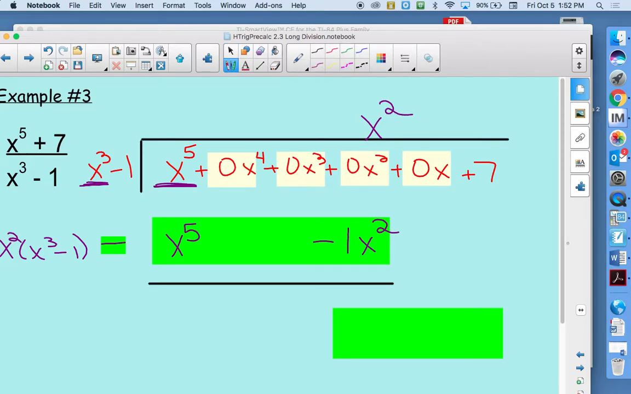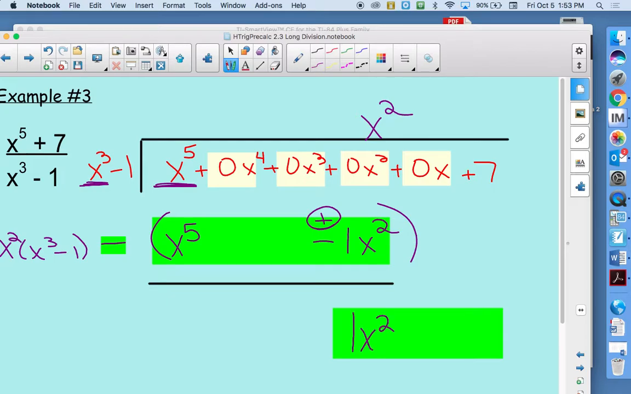And then you subtract. This turns into a plus sign. And then add down, or subtract down, not add down. X to the 5th minus x to the 5th is gone. We have nothing for x to the 4th, nothing for x cubed. At x squared, we have a 0 plus a 1.